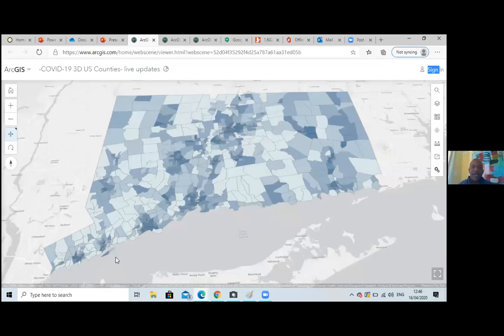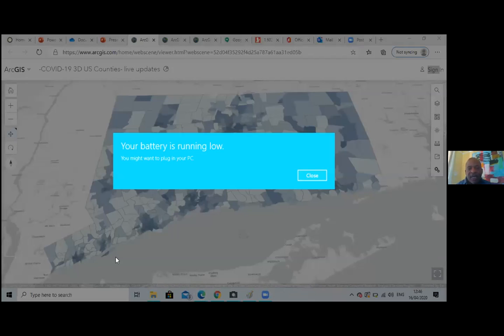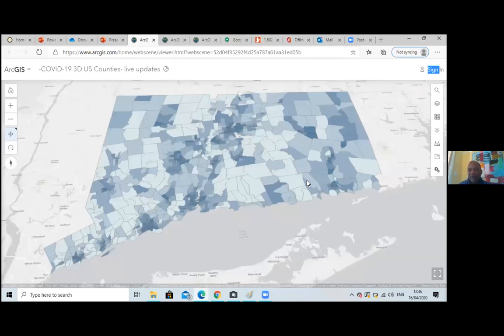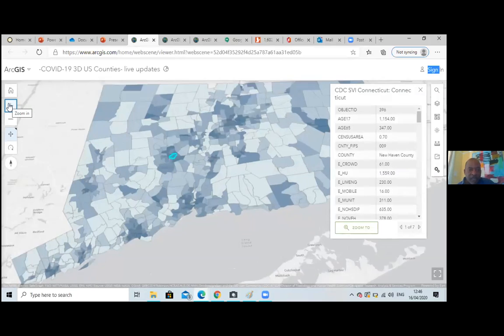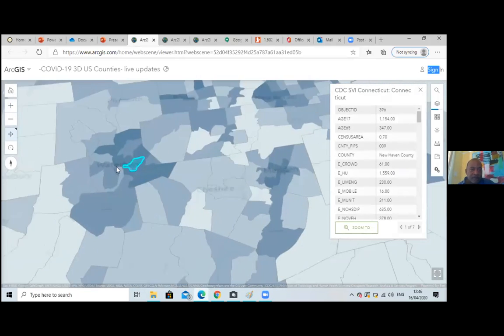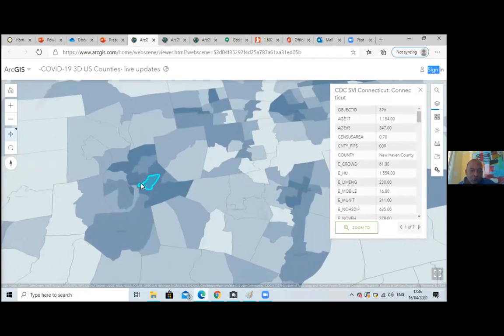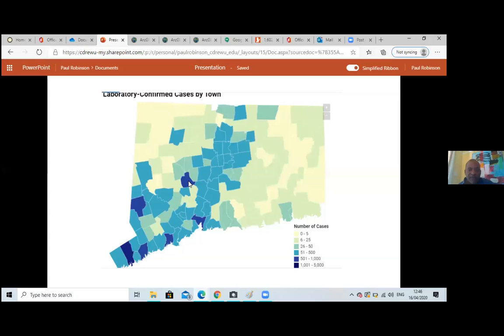New Haven. Connecticut is a state that, although it's wealthier than nearby New York, within a lot of the towns in Connecticut, there's a lot of poverty. So that poverty is showing itself in terms of more coronavirus cases. If you look here, let's zoom in. This is New Haven County, so it's near the city of New Haven, right? And if we go back here to the presentation, this is New Haven, Connecticut, right?